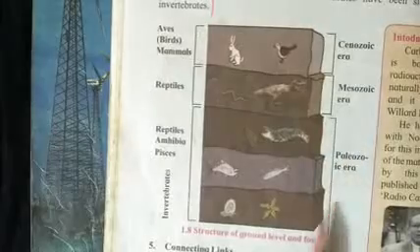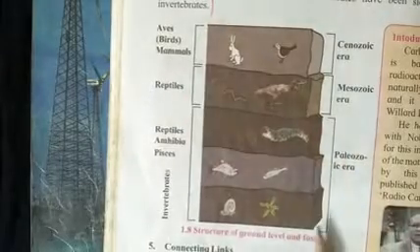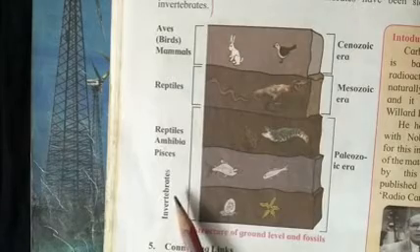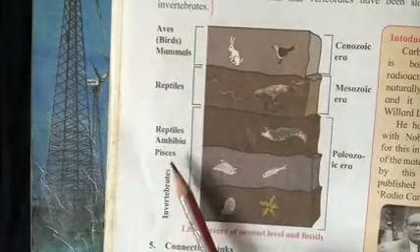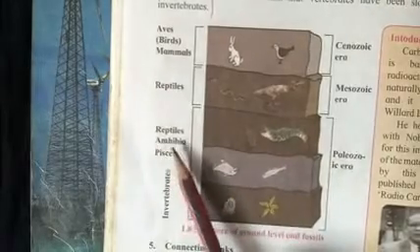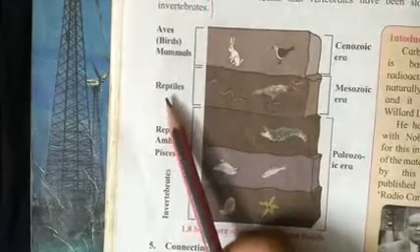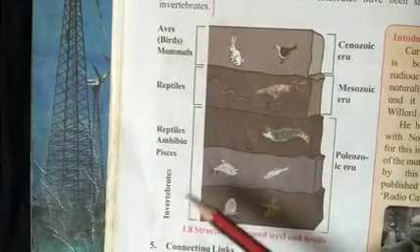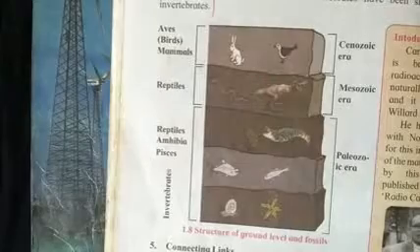So what this structure of ground level and the fossil study shows is that invertebrates are the primitive ones. Then as the evolution occurred, first the Pisces were there, then amphibians came, then reptiles, mammals and birds. So this is the way the evolution has occurred.